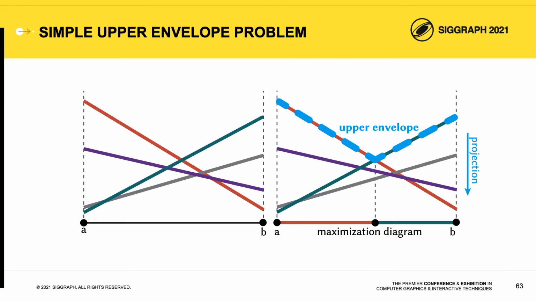First, let's look at a simple example of the upper envelope problem. Four line segments are defined over a 1D domain from A to B, and the upper envelope is the pointwise maximum of all segments over the domain. The maximization diagram is a subdivision of the domain AB into cells, where each cell's identity is induced by the upper envelope. Alternatively, we can think of the maximization diagram as the projection of the upper envelope onto the domain.